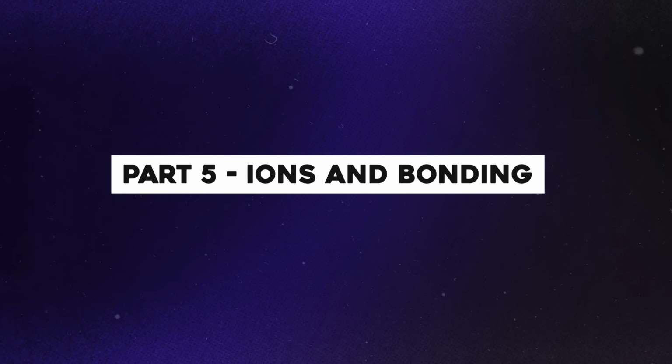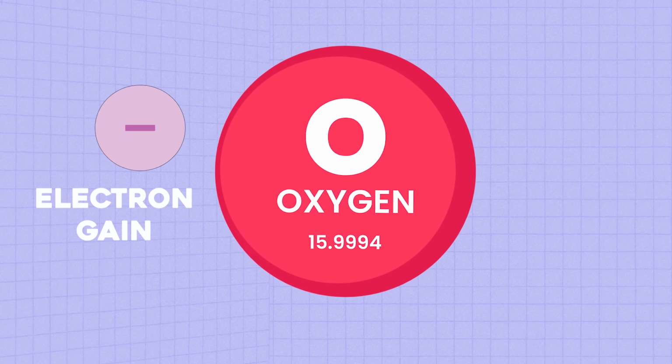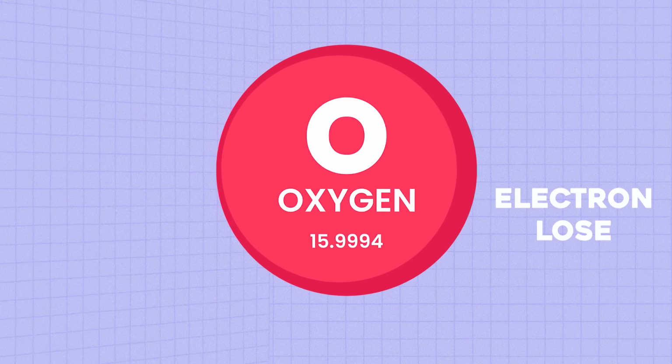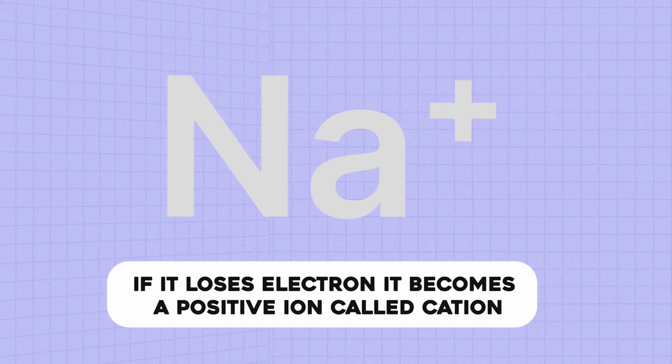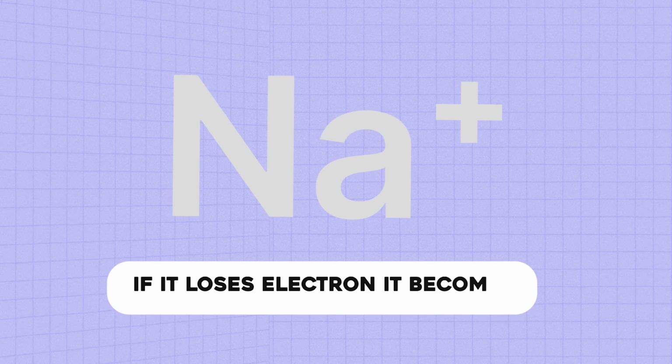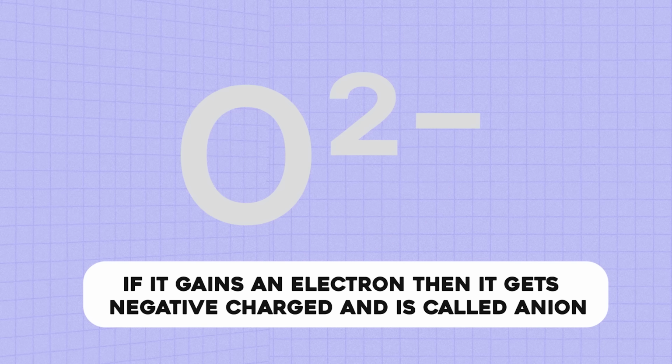Part 5. Ions and bonding. Sometimes, atoms gain or lose electrons. When this happens, the atom becomes an ion. If it loses electrons, it becomes a positive ion, called a cation. If it gains electrons, it becomes a negative ion, called an anion.